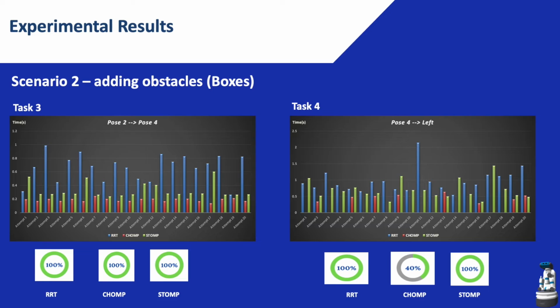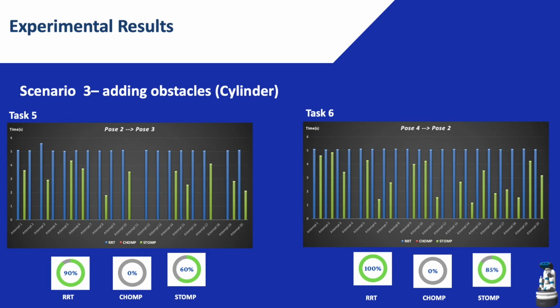Next, we added some obstacles to the planning scene. As we can see in task 3, there is a significant difference in the planning time for RRT and the other two planning algorithms, CHOMP and STOMP, with CHOMP still having the least planning time. However, the success rate for CHOMP dropped to 40% in task 4, while STOMP and RRT maintained a 100% success rate for both tasks.